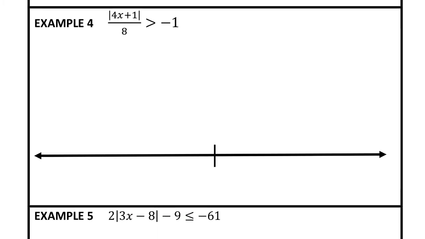Example 4. Again, I want to get the absolute value section by itself, but I notice that it's being divided by 8. So what's the opposite of dividing by 8? Multiplying by 8. So I'm going to multiply 8 over here, multiply 8 over here. This 8 and this 8 will cancel. That'll leave me with the absolute value of 4x plus 1 greater than negative 8.